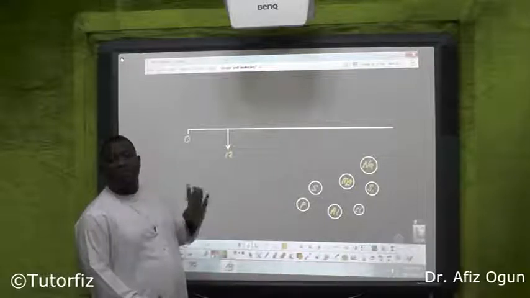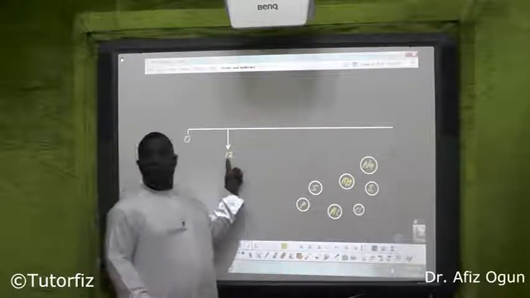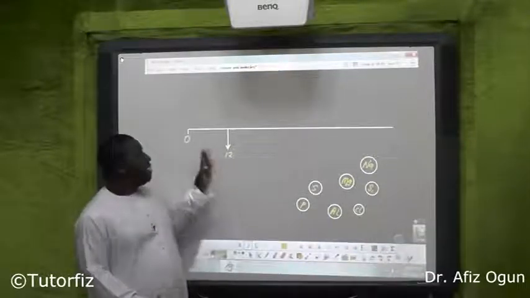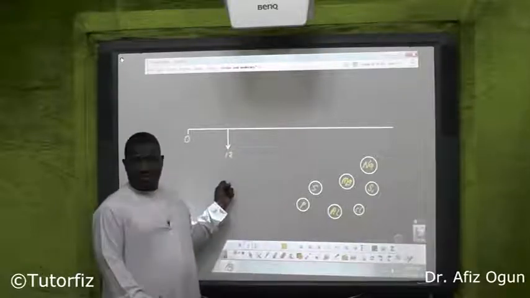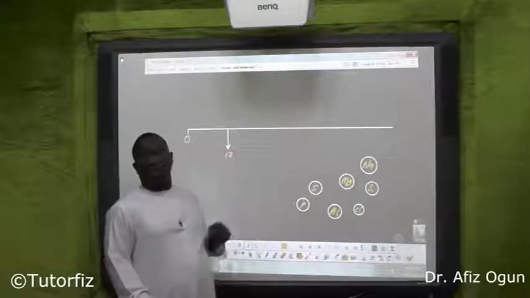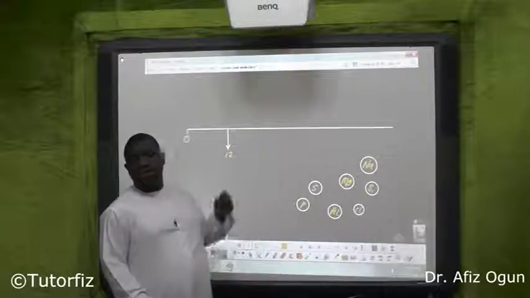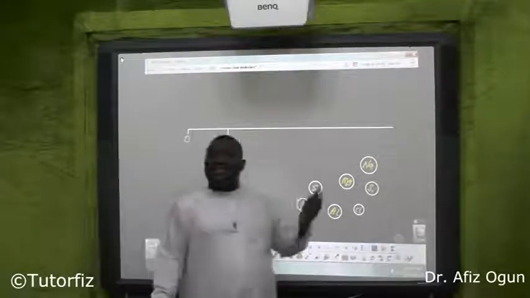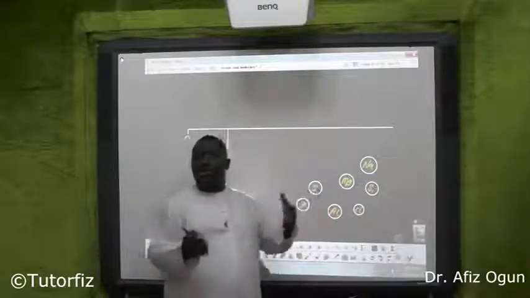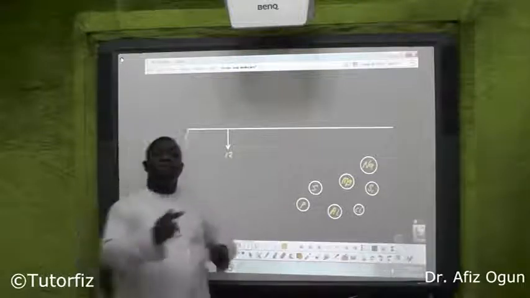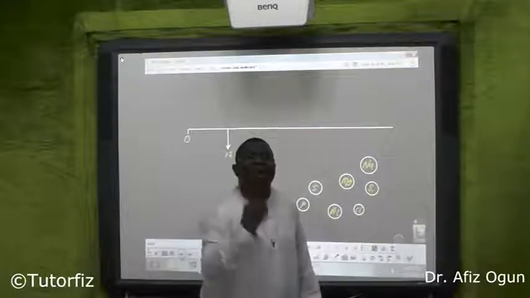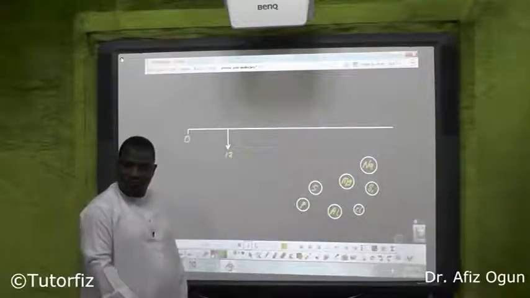An atom of carbon 12 on that scale has 12 atomic mass units. So if we place any other atom on that scale, we compare it to the mass of one atom of carbon 12. It is relative. When you say relative, you are comparing things. So we are comparing the mass of atoms of all other elements with the mass of one atom of carbon 12.